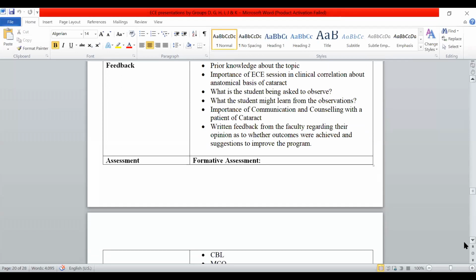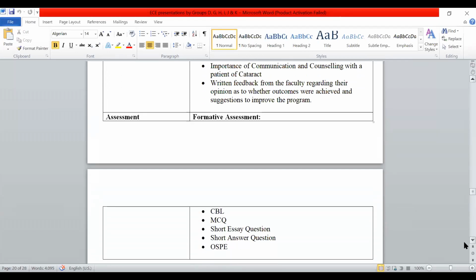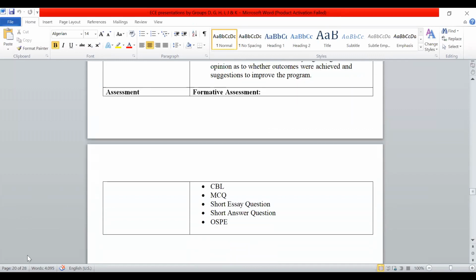And since it's a non-core competency, the assessment would be mainly focused on formative assessment, that is on the case-based learning, MCQ, short essay question, short answer question, or OSPE. If it is shared with the physiology department, we can even plan for OSCE sessions too.